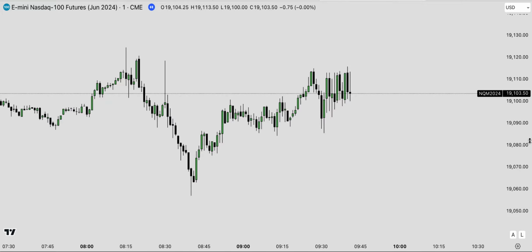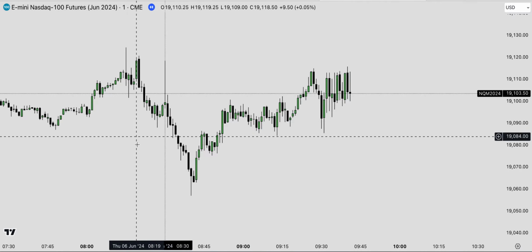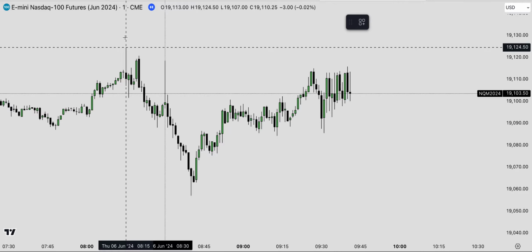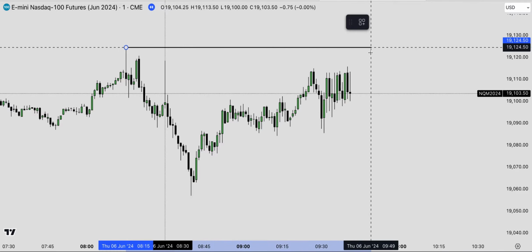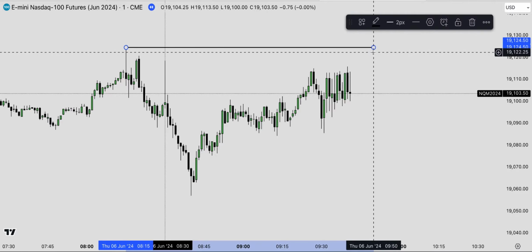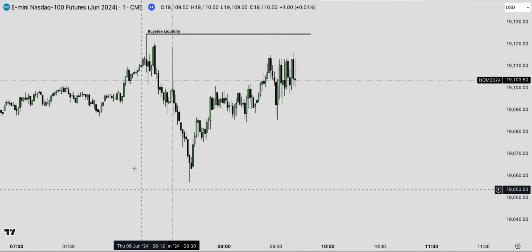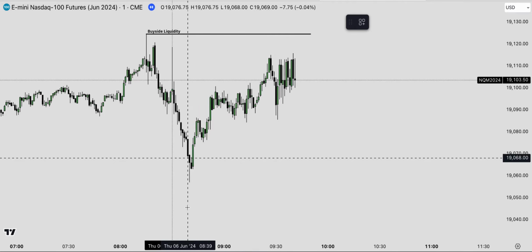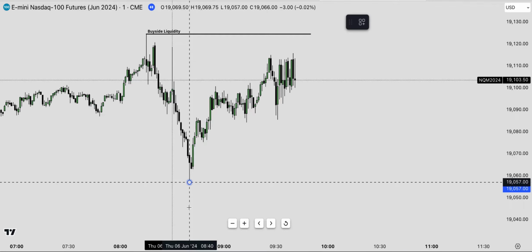Alright, so first things first, I do this every single morning. I mark out my buy side liquidity and sell side liquidity levels before 8:30 a.m. New York time. So as you can see here, this is 8:30 a.m. New York time, and anything before this I would mark out. So here we have a clear swing high. This would act as my buy side liquidity level. Okay, and as we don't have any clear sell side liquidity level before 8:30 a.m. New York time, I'm just going to use this obvious swing low here.